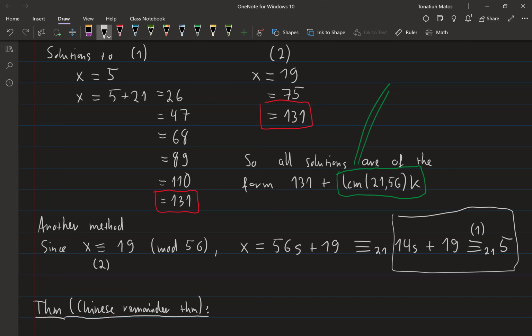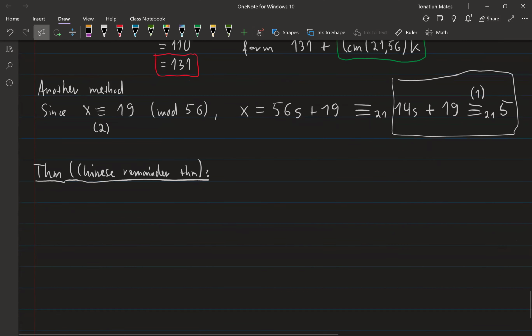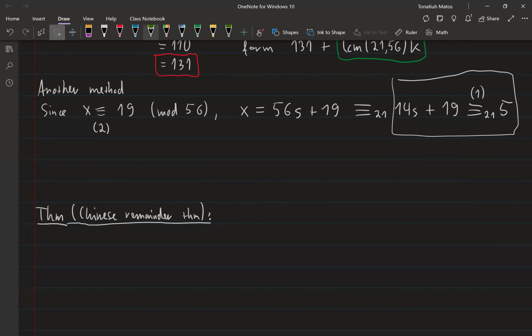And if you find a larger representative, you might not get 131. You might get a different number that is congruent to 131. But this is why all solutions are of this form, right? So completing this is part of the quiz. I already started you off with the most difficult part. So completing this, it's just a combination of the last two theorems.